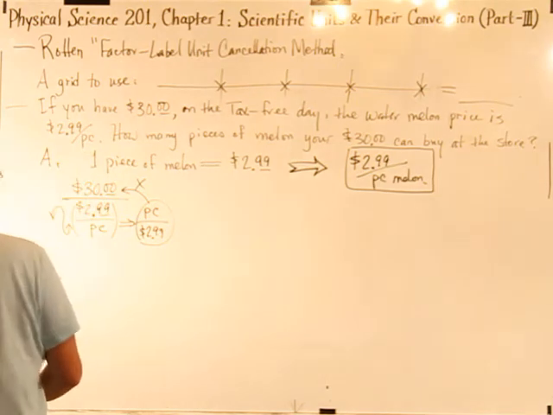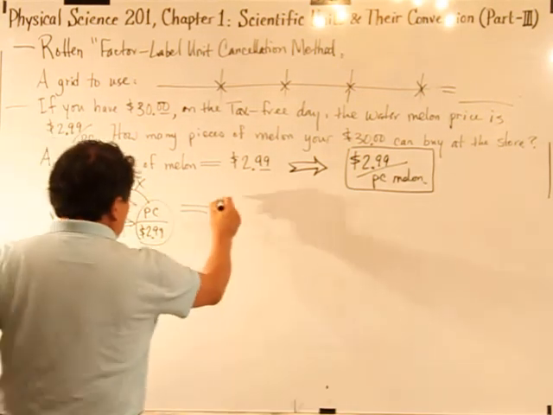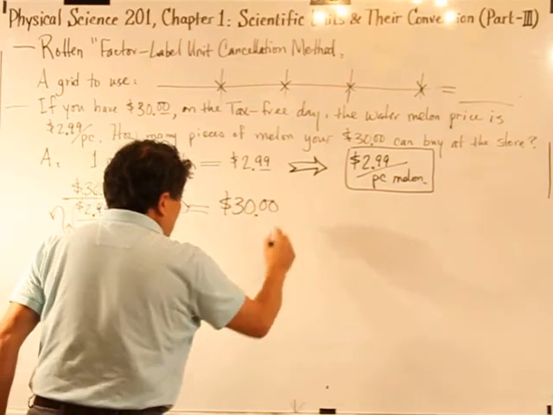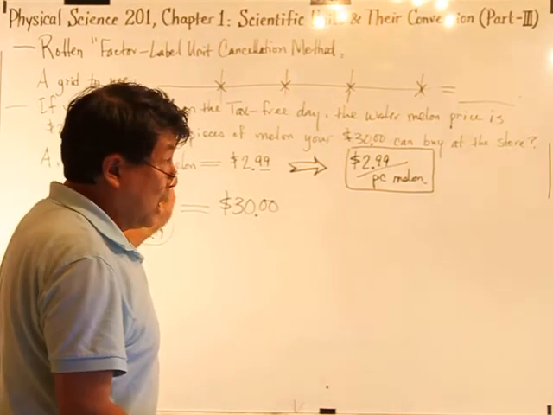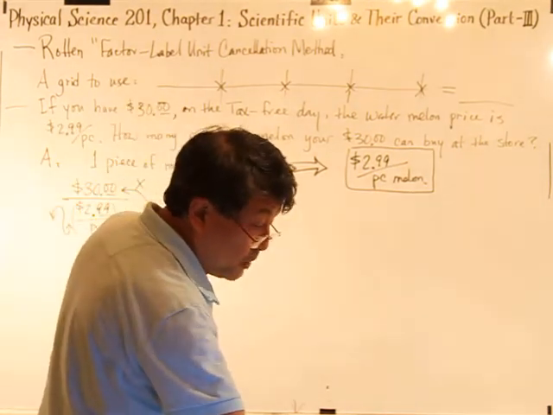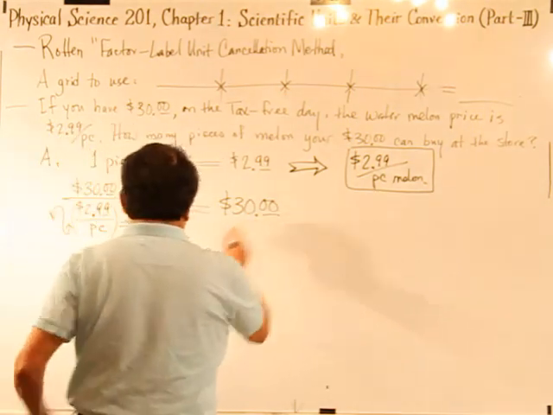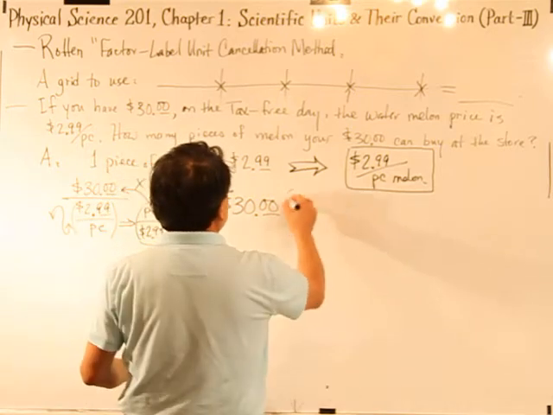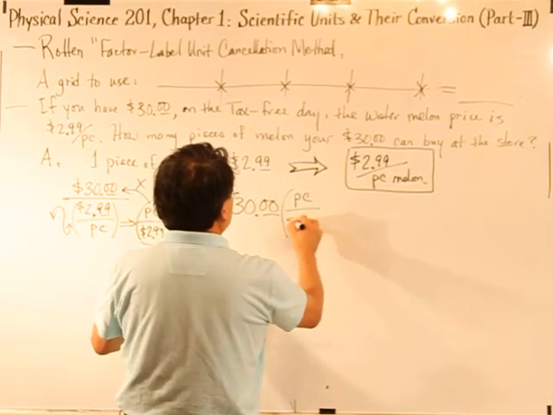So what happened? The next step is you copy down the $30. The $30 will be on the side. Now, don't tell me you're confused. That's what you did. How did you find 10 pieces of watermelon already in your head? That's how you did it. $30 on the side, and then multiply this. You can use parentheses. So you multiply what? Piece of watermelon over $2.99.